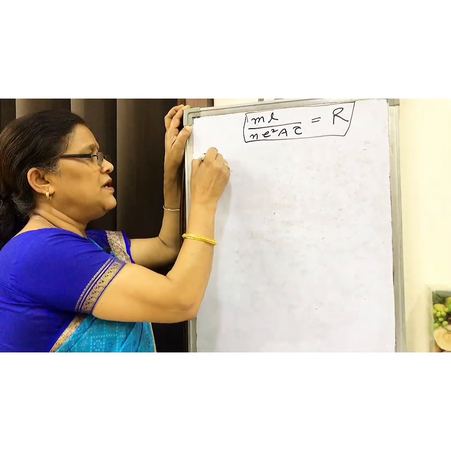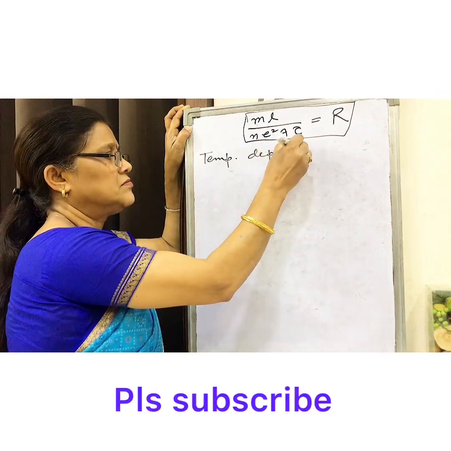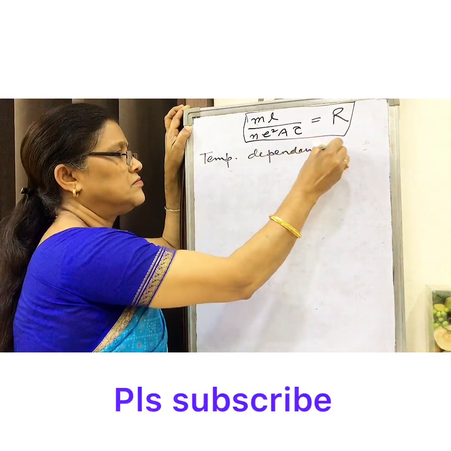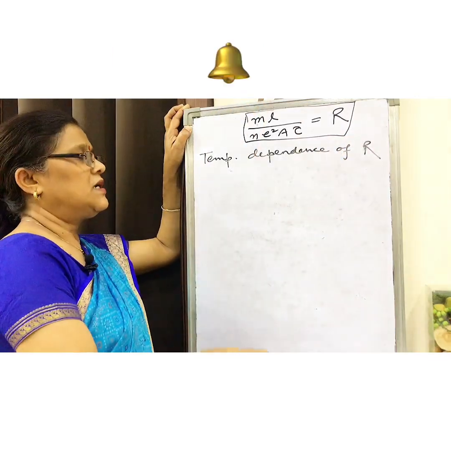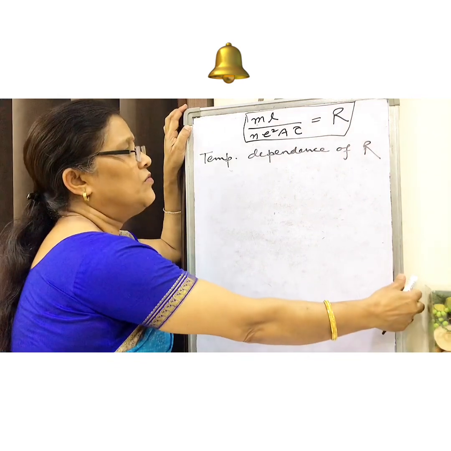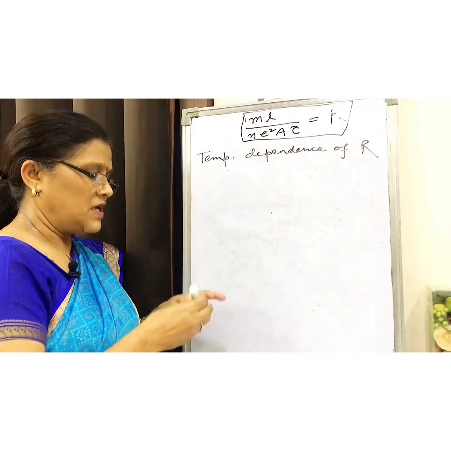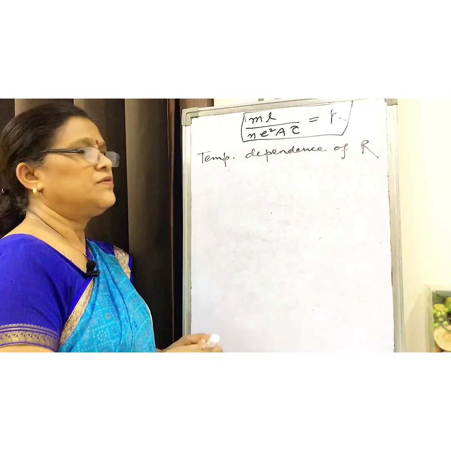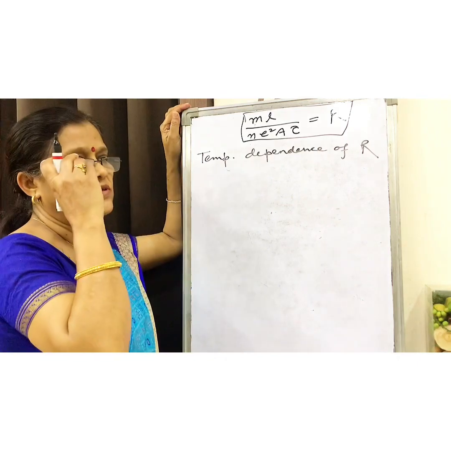Temperature dependence of resistance. Let us start with metal. What happens in case of metal? There are a large number of free electrons and they move through the conductor opposite to the electric field when an electric field is applied across the ends of it.